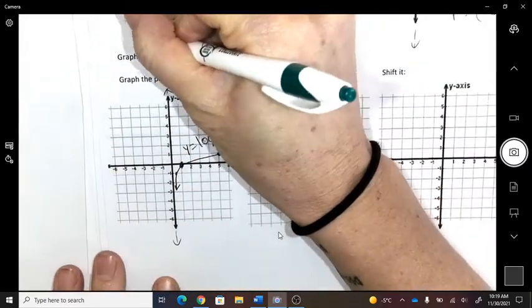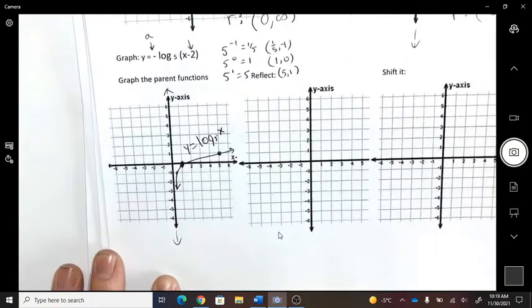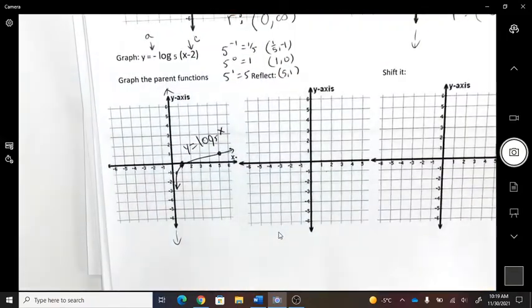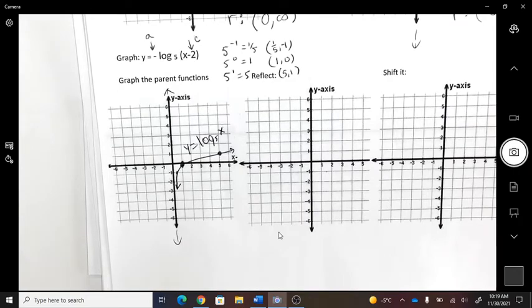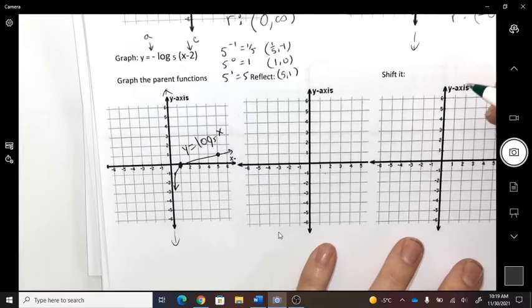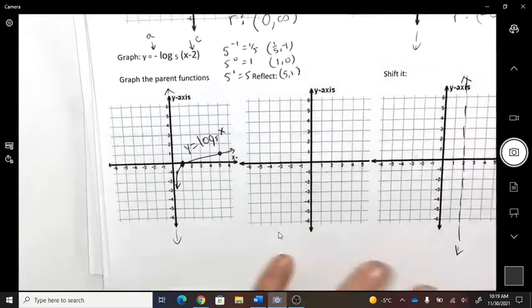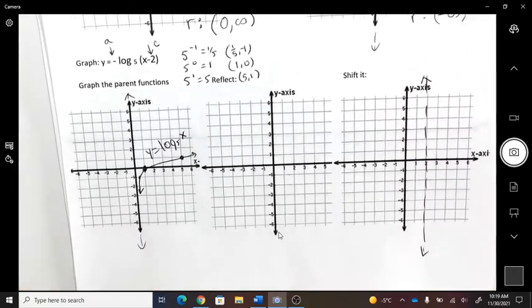That's an A, and this is a C. Okay, what is the shift on that with the C? Where does that go? Left or right? It goes right 2. So where do you think my asymptote will be if the asymptote has to shift right 2? So my asymptote will be at x equals 2.